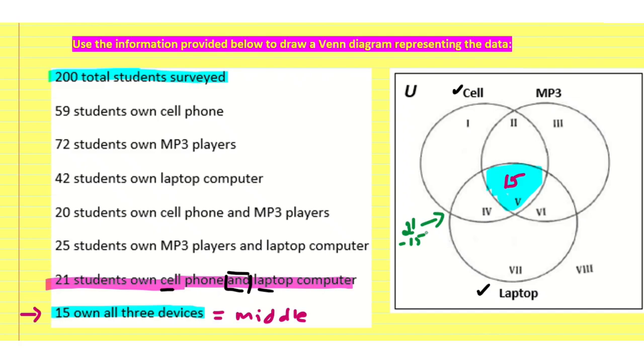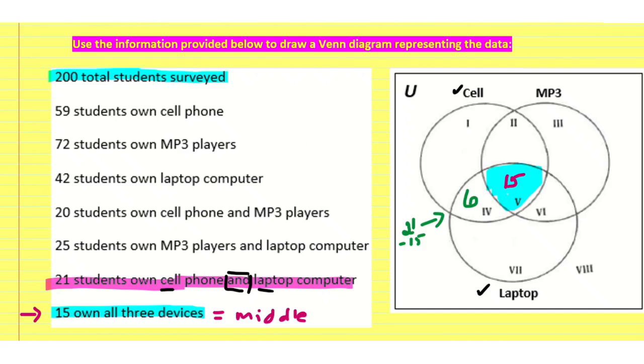And when I do that, 21 minus 15 gives me 6. 6 more people own a cell phone and a laptop. 15 of those 21 people own all three. But now these two numbers, 6 plus 15, equals the total of 21. But I've not counted them twice because I've subtracted off the 15 in this outer section. Okay, hopefully that makes sense, but let's continue on.